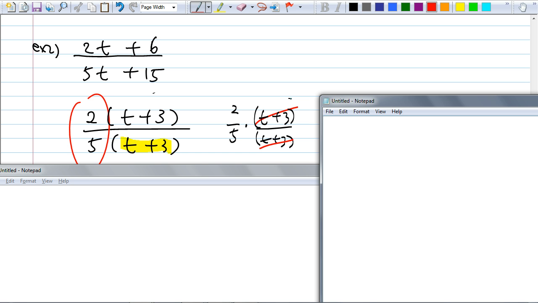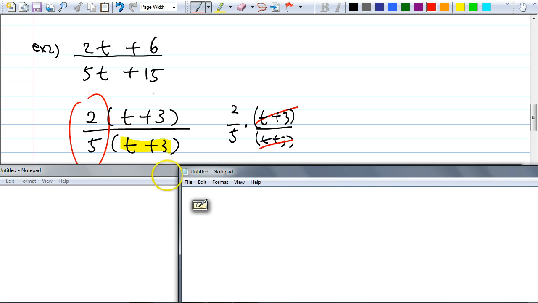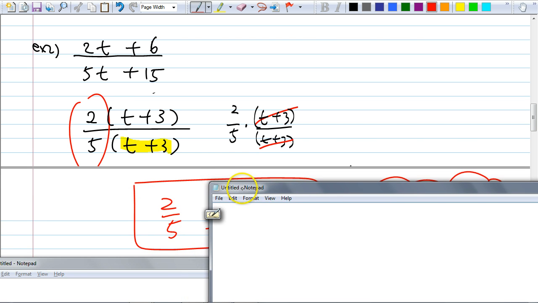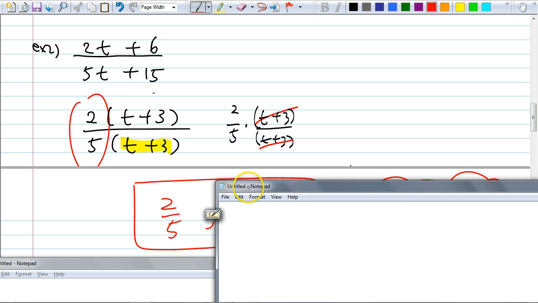Okay, so what's the answer? How about Camilla? What's the answer? 2/5. Okay, if you write 2/5, you're almost done, but guess what, Camilla? You have to write down the restriction, right? Okay, everybody think about what the restriction of this will be. I'll wait. Go ahead, everybody think about it.